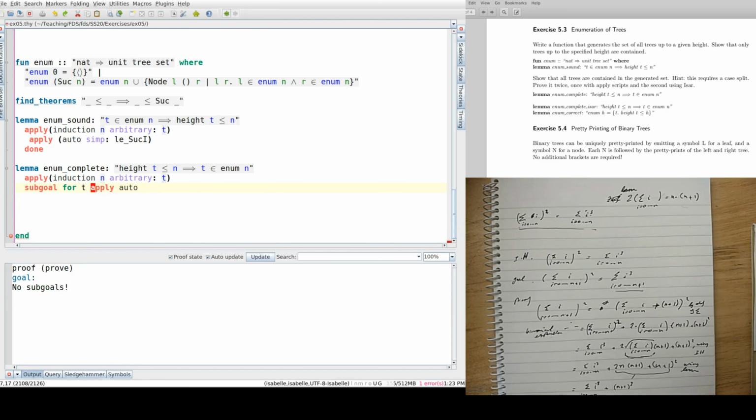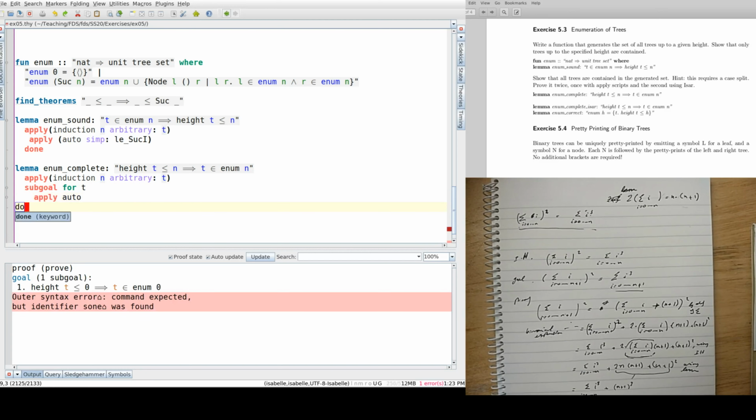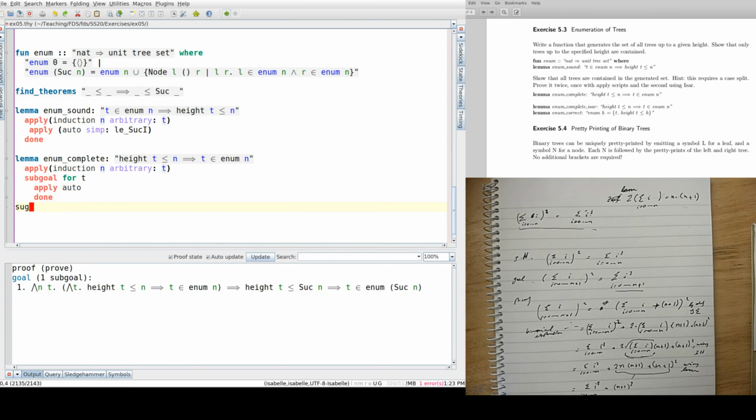And then that sub goal is done. Okay, and then another sub goal, but this one has quantification over n and t, so we'll just say for n and t. Okay, and then what I said I wanted us to do is to do a case split on t.